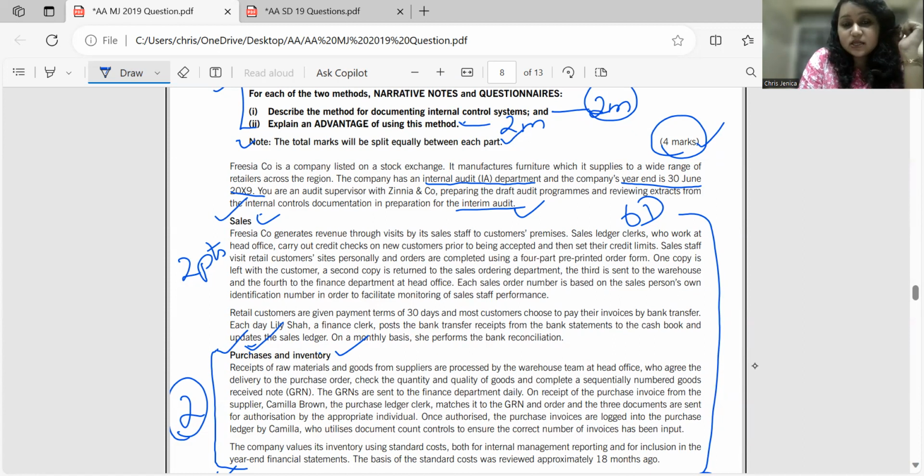Freesia company generates revenue through visits by its sales staff to customers' premises. Sales ledger clerks who work at head office carry out credit checks on new customers prior to being accepted and then set their credit limits. Now, can you think of what is the deficiency so far?